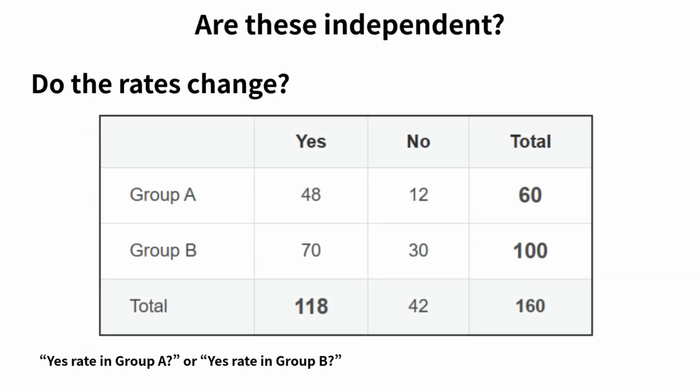Now think about independence. Compare the yes rates in Group A and Group B. If the rates change, the variables aren't independent. Independence is about whether the ratio stays the same.